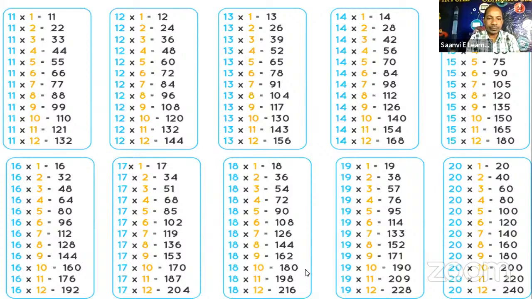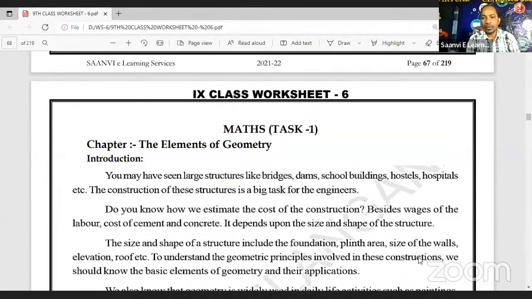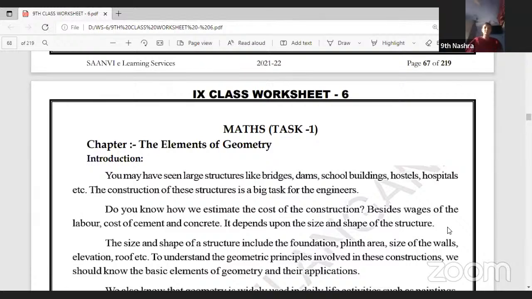Now coming to the topic, all of you take your worksheet 6. Worksheet 6, task 1. All of you open worksheet 6, task 1. The name of the chapter is the elements of geometry. Now, first of all, we have to discuss the introduction. Nashra, can you please read the first 2 paragraphs? Yes, sir.